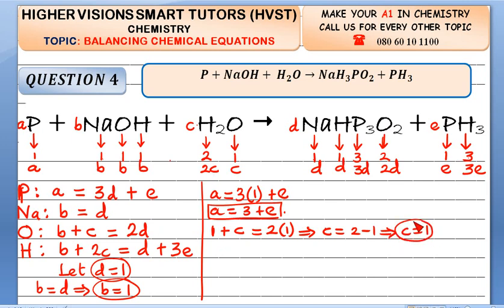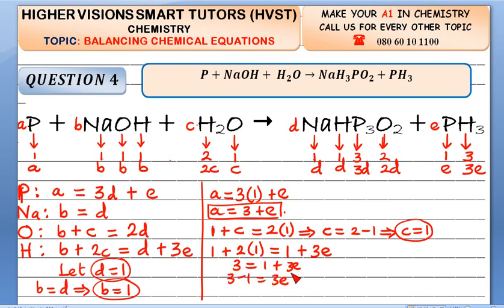So I can move ahead to hydrogen now. For this hydrogen, what's b? B is 1 plus, I've gotten c. C is 1. So I write 2 into c, which is 2 into 1, plus what's d? We've gotten d to be 1. So I put 1 here plus 3e. Oh, I'm going to find e now. This is 1 plus 2. This gives me 3 is equal to 1 plus 3e. If I bring 1 to this side, I would have 3 minus 1 is equal to 3e.